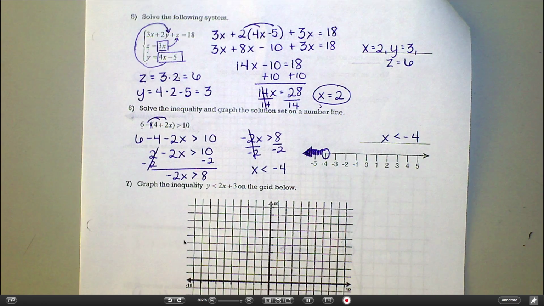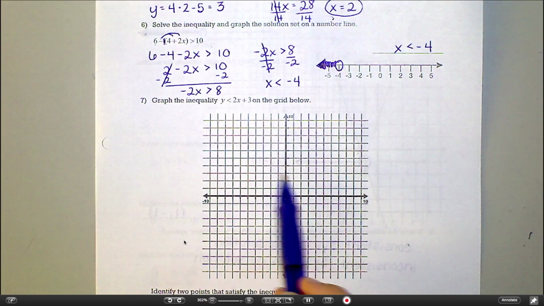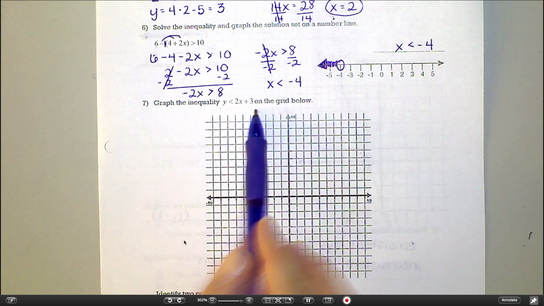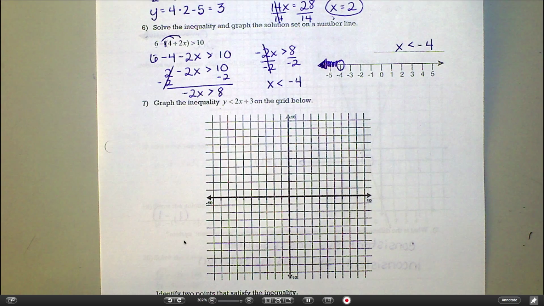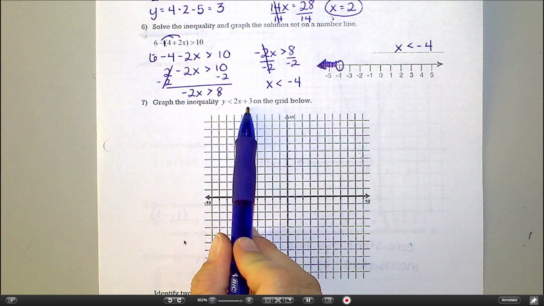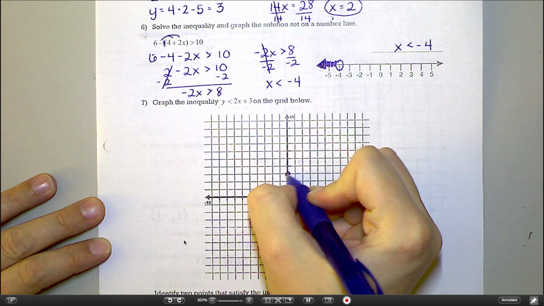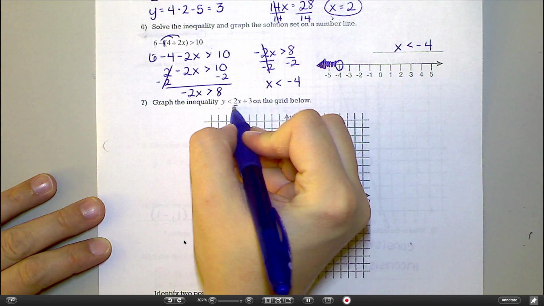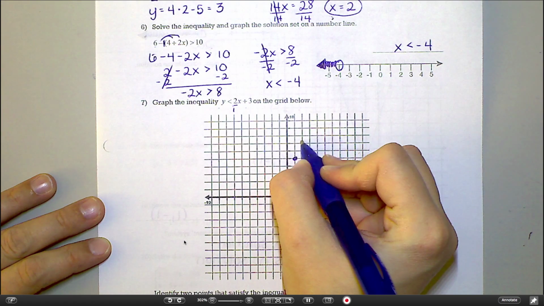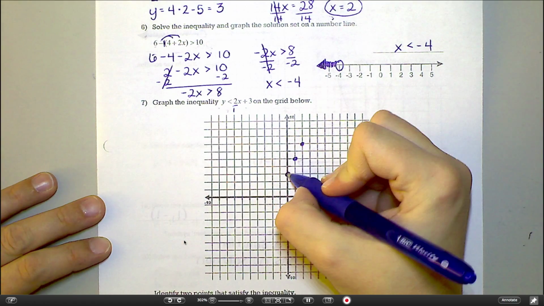Okay, number 7, this is a linear inequality. So notice the difference between this one and the one above it. Here we were only dealing with one variable. Here we have a y and an x. Okay, so these are the ones we graph on the full coordinate plane. Now these are just like graphing linear equations. I'm going to start at the y-intercept, which is positive 3. Okay. And then my slope here is 2 over 1. So I'm going to go up 2 and over 1, up 2 and over 1. There's no equal bar, so this is a dotted line.